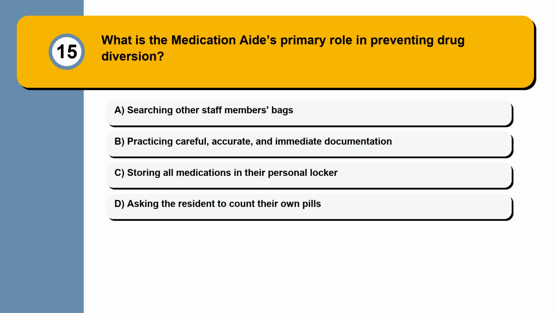Question 15. What is the medication aide's primary role in preventing drug diversion? Searching other staff members' bags. Practicing careful, accurate, and immediate documentation. Storing all medications in their personal locker. Asking the resident to count their own pills.